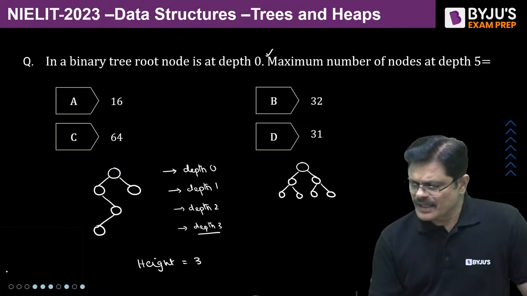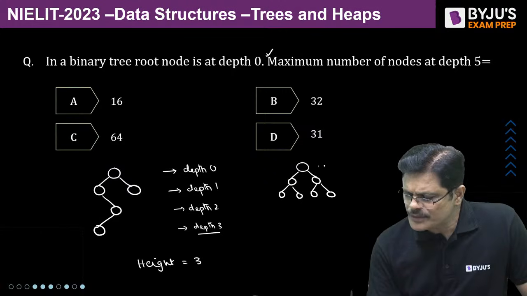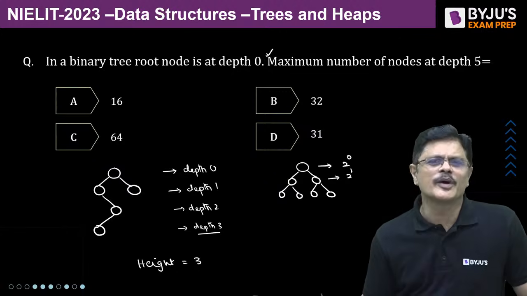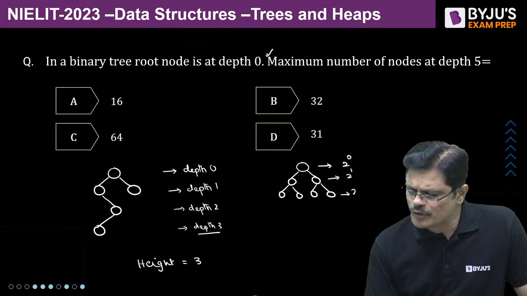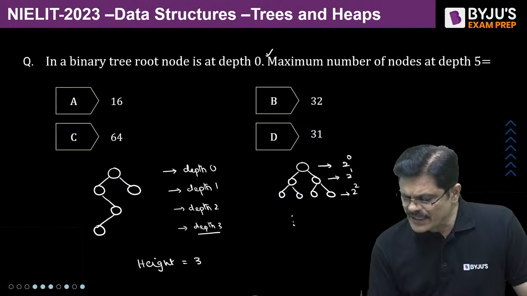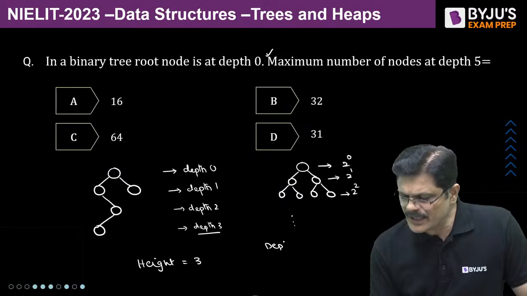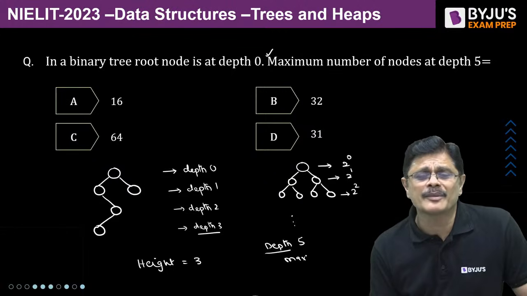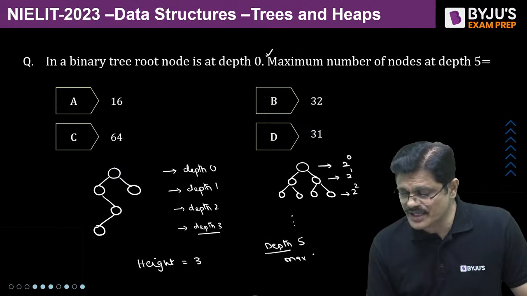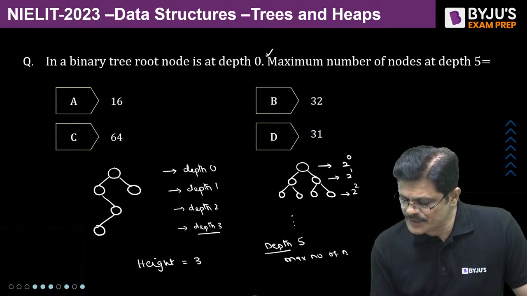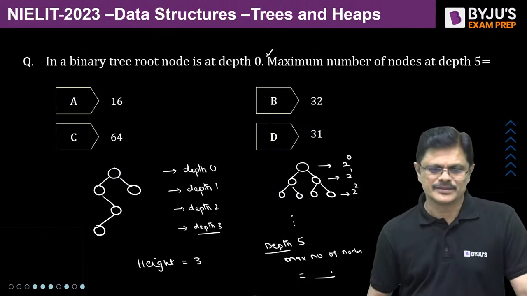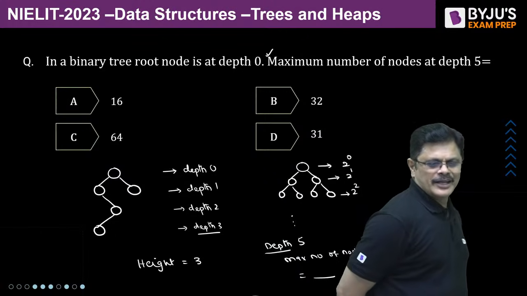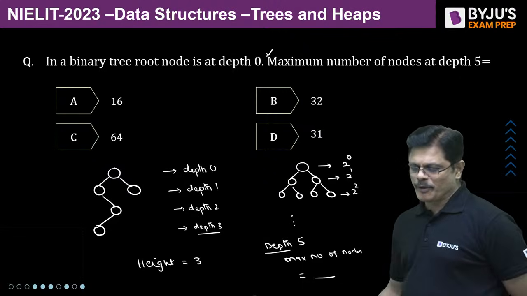So here if you observe, at depth 0 maximum you can have one node, that is 2 power 0. At depth 1 maximum you can have two nodes, that is 2 power 1. At depth 2 maximum you can have 4 nodes, that is 2 square. So continuing this way, at depth 5, what will be the maximum number of nodes? Sanjay Kumar says D Babu. What is the maximum number of nodes at depth 5? So for depth 5 the maximum number of nodes would be 2 power 5, that is 32.